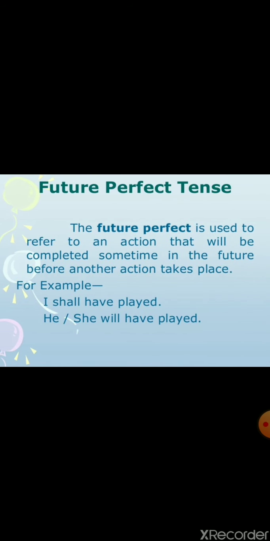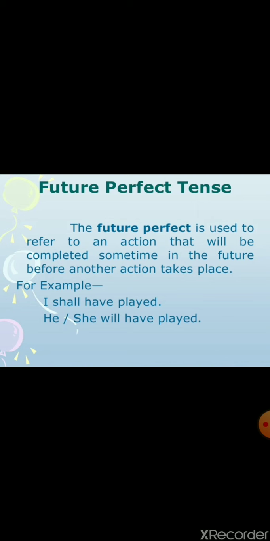Future perfect tense, the third aspect. It is used to refer to an action that will be completed sometime in the future before another action takes place. Means before another action, that particular action will be completed. Now, I shall have played. So two aspects we are combining here. One is future, second is perfect. Now what is the structure for the perfect base?